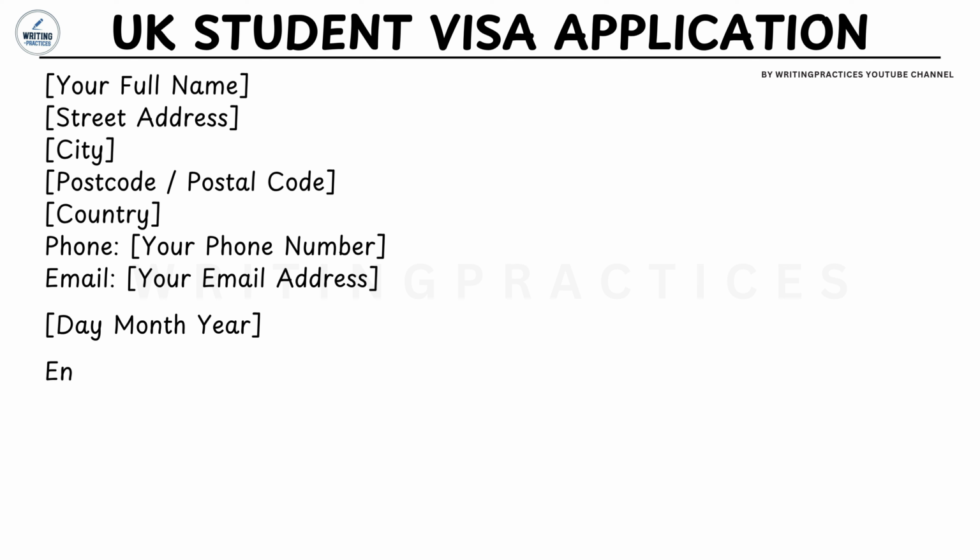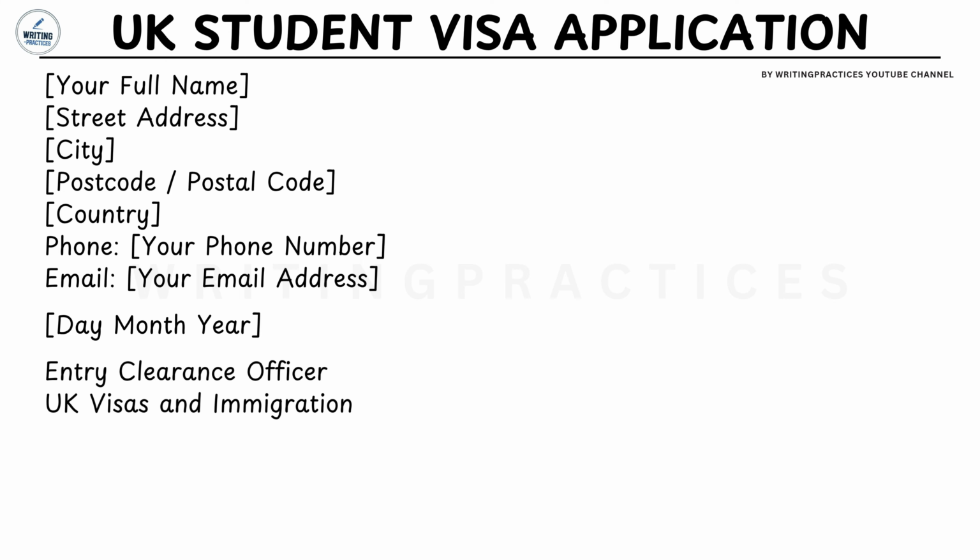Addressing the visa authority. Next, write Entry Clearance Officer, UK Visas and Immigration. This is the official authority responsible for reviewing your student visa application. Writing this correctly keeps your letter formal and professional.